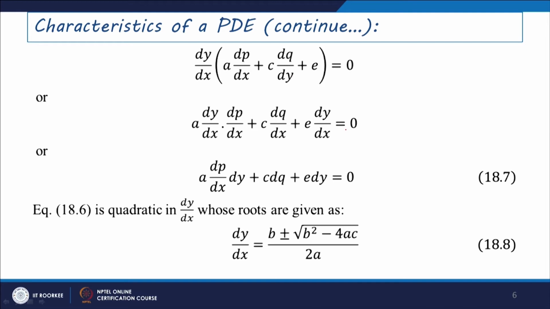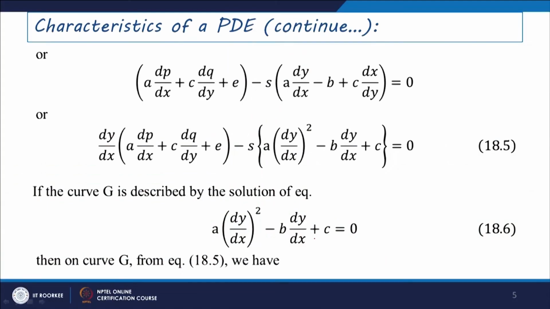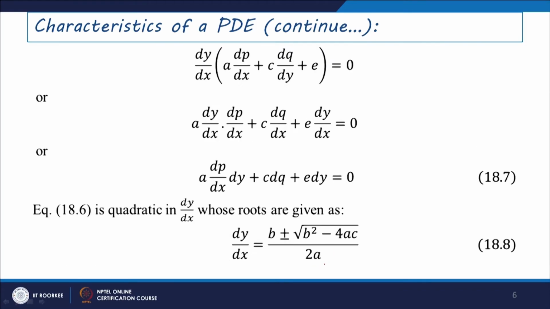So, if you just see here, this can be written in a differential form: a dp/dx into dy plus c dq plus e dy, this equals 0. And if you solve this equation that is expressed in 18.6 here, that is a (dy/dx) whole square minus b dy/dx plus c equals 0, this is a quadratic equation, and its root can be expressed as dy/dx equals b plus or minus square root of b square minus 4ac by 2a here.